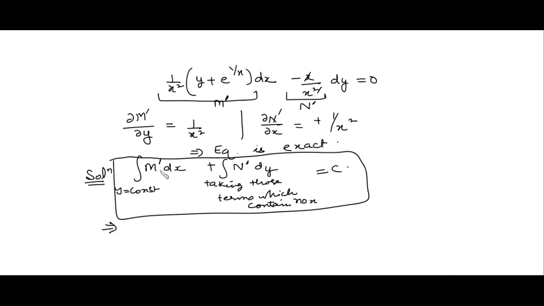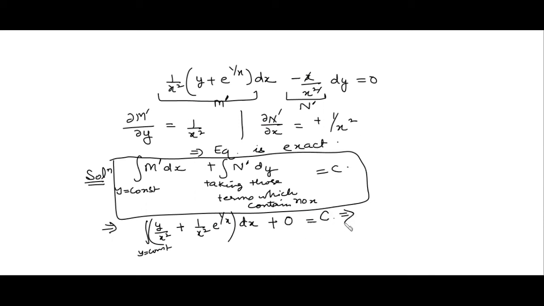So now put the value of m dash over here. This is this one. So the integration of y upon x square plus 1 upon x square into e to the power 1 by x by treating y to be constant, plus integration of n taking those terms which contain no x. So there is no term, so we consider n to be 0, is equal to c.